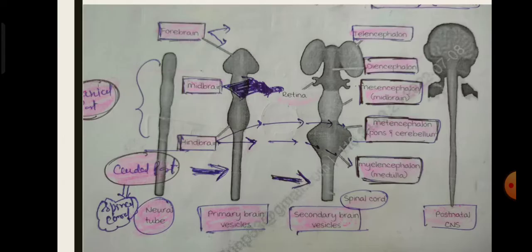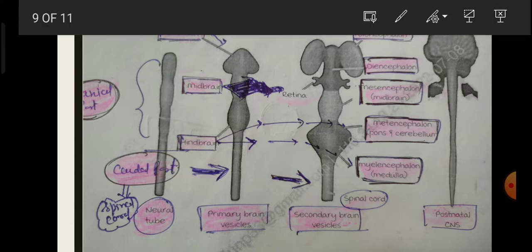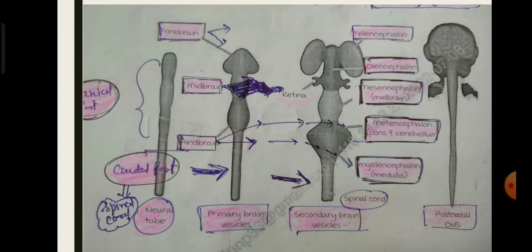Okay. Now we are discussing the development of the brain. You can see the caudal part and the cranial part. The caudal part of the neural tube forms the spinal cord, and the cranial part of the neural tube forms the brain, in the form of forebrain, midbrain, and hindbrain.